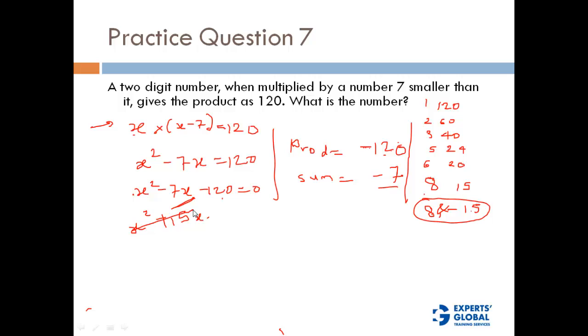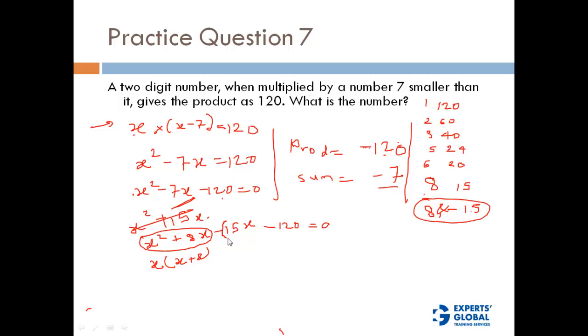It will be x square plus 8x minus 15x, which is basically minus 7x, minus 120 is equal to 0. Right? So look at these two terms. What do we have common? We have x common. So we get x and x plus 8.